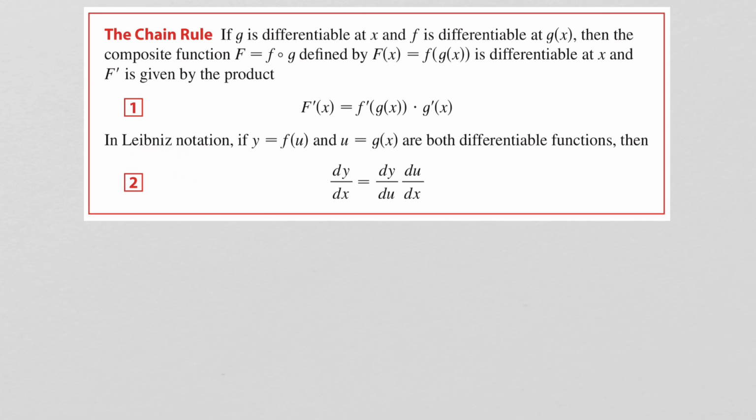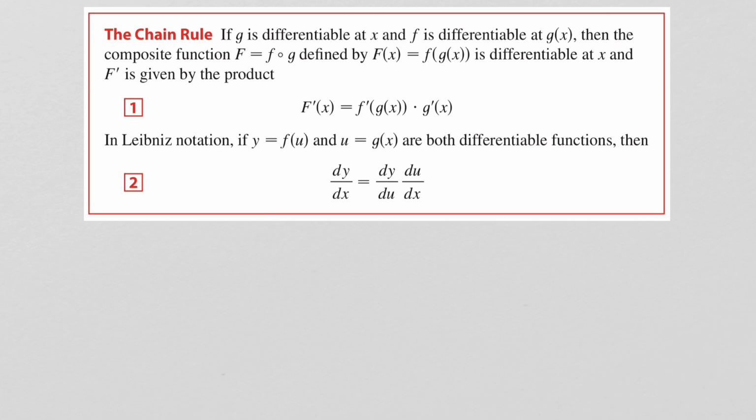In Leibniz notation, we can write the derivative in the following way. If y is equal to a function of u, and u is equal to g of x, and both are differentiable, then dy dx is equal to the derivative of y with respect to u multiplied by the derivative of u with respect to x.